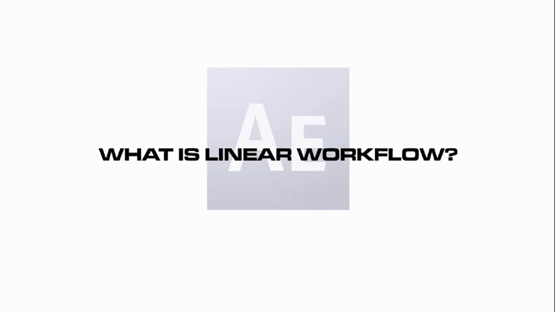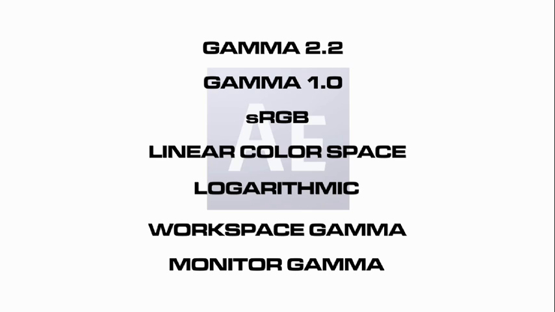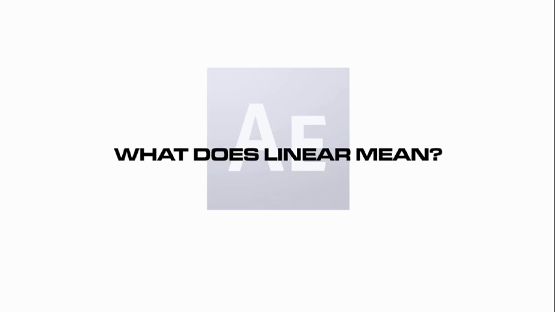So what is linear workflow? There are many confusing terms out there: gamma 2.2, gamma 1.0, sRGB, linear color space, logarithmic, workspace gamma, monitor gamma. Well, I'm here to break it down in a way that helps me understand it and hopefully will help you understand as well. I should go ahead and say that what I'm about to explain is an oversimplification, but for our purposes, it's going to be close enough. Okay, first of all, let's take a look at what linear means and the terms associated with it.